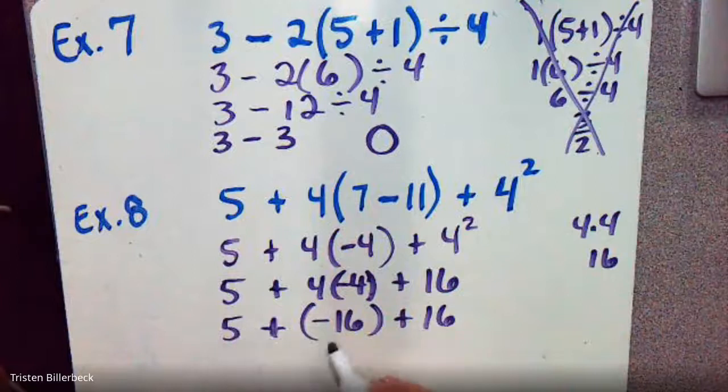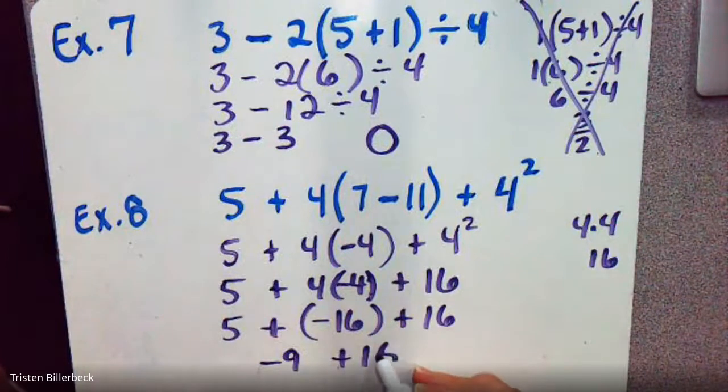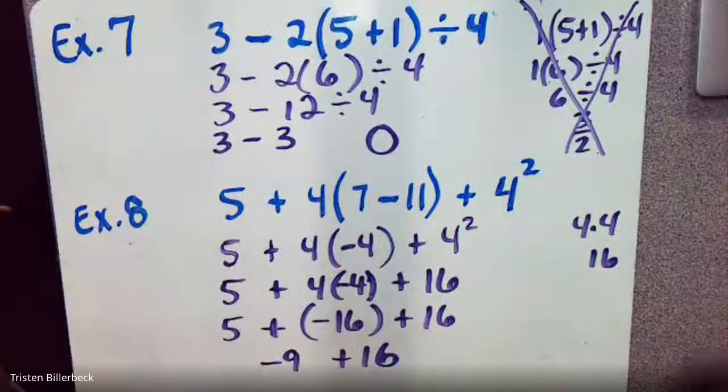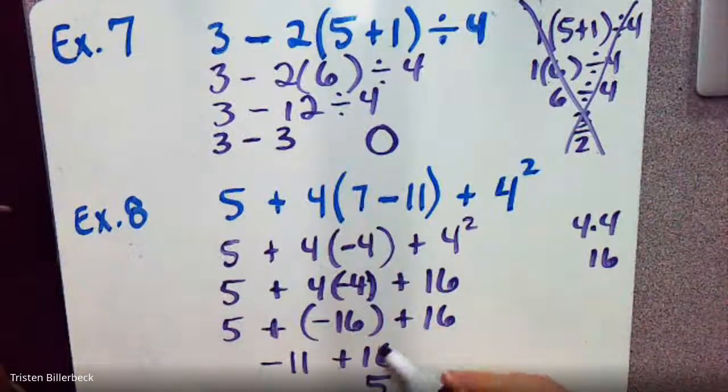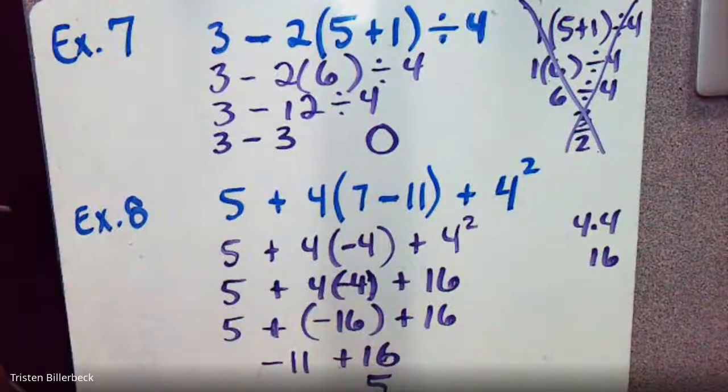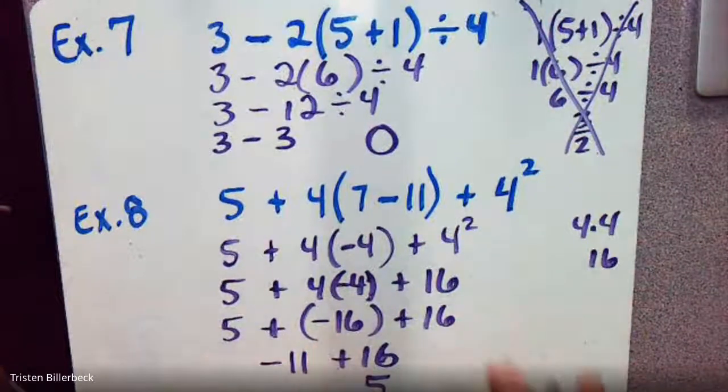But 5 minus 16 is negative 9 plus 16. Oops, sorry, that's not 9. Silly me. 5 minus 16 is negative 11 plus 16, and we have 5. All right, there you go. And that's what we were expecting to get, because negative 16 plus 16 zeros each other out.